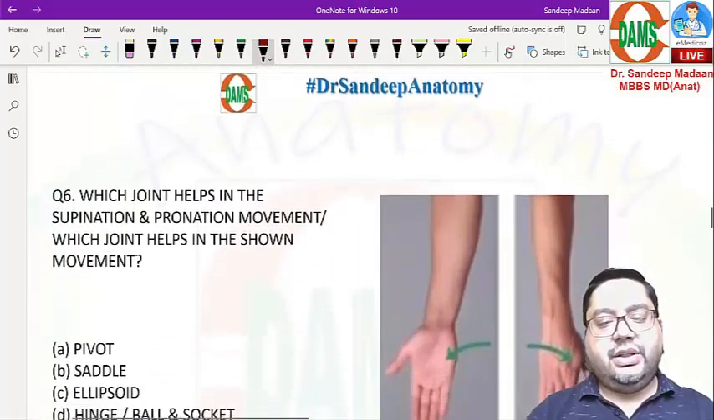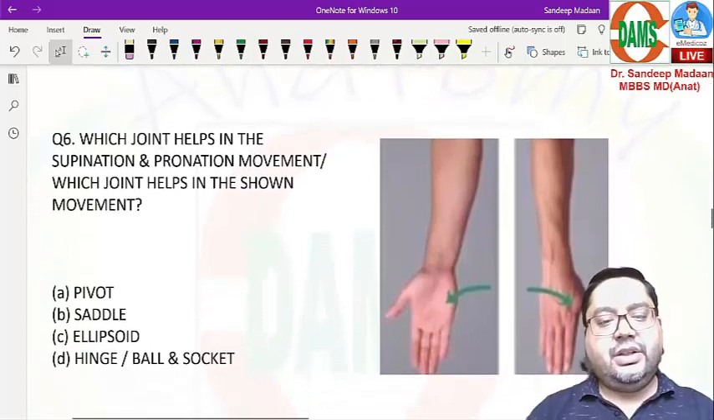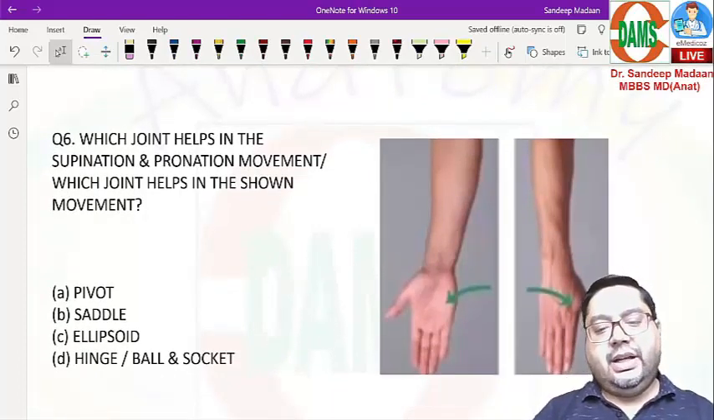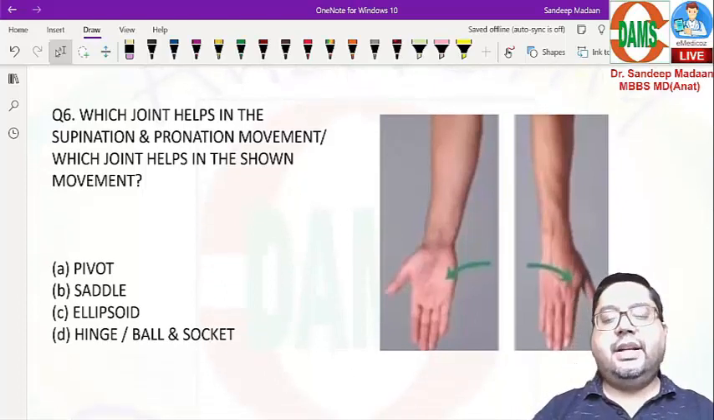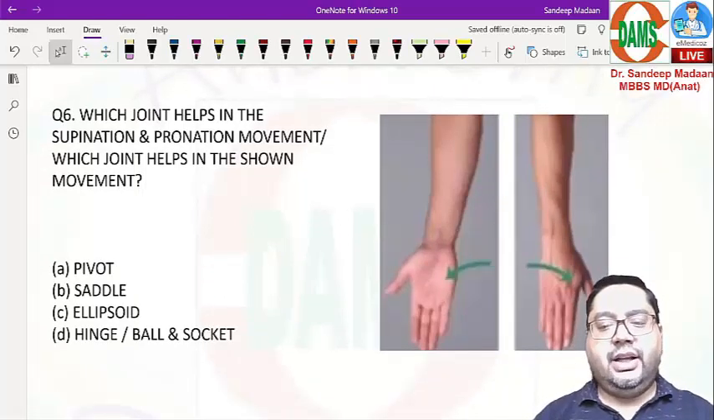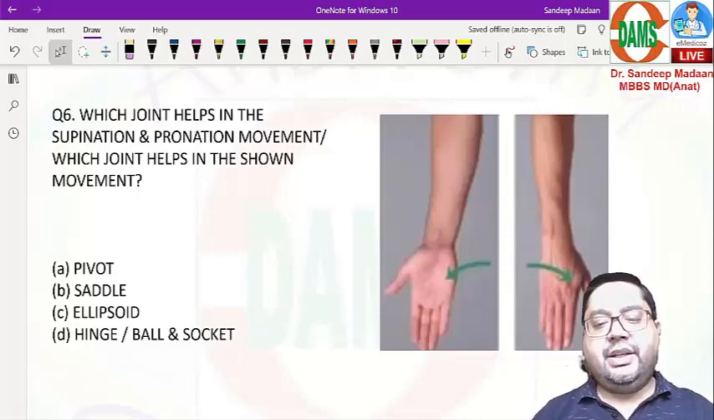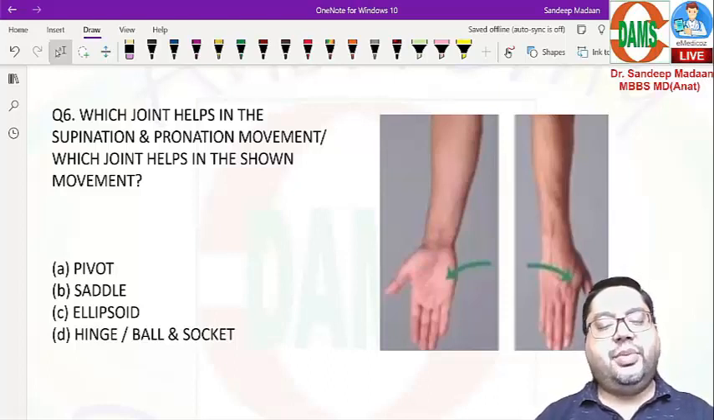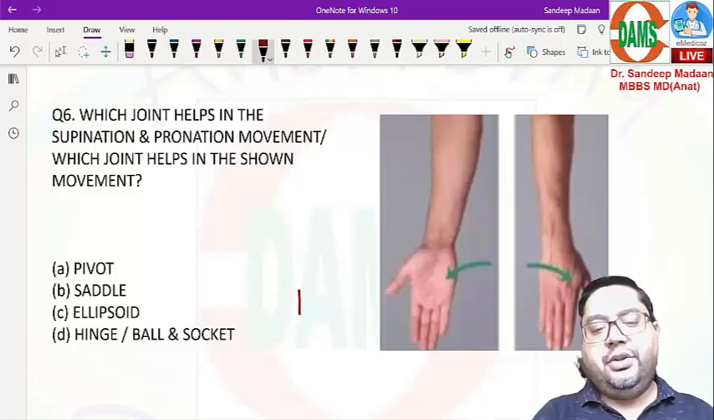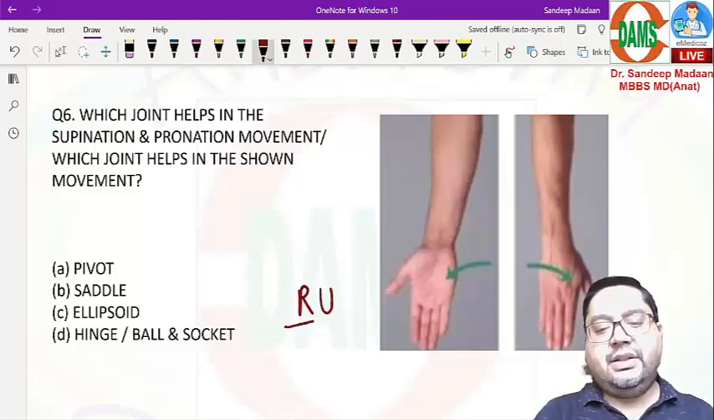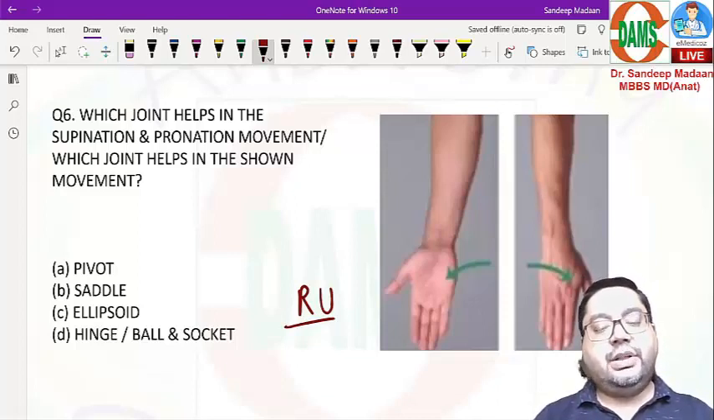Moving on to the next question, which joint helps in supination and pronation movement? Now again, this is a recall, whether exactly this diagram was there, I don't know. Some of the students have told that this type of movement was shown, so supination pronation movement is shown. I just now mentioned in the previous question that supination and pronation is done at radioulnar joint, but specifically if it is asked, superior and inferior radioulnar joint, which will allow the supination pronation type of movements.